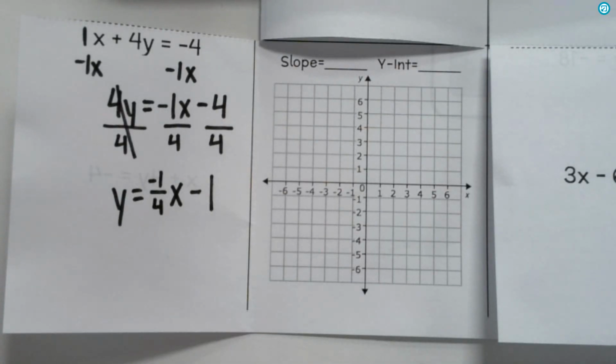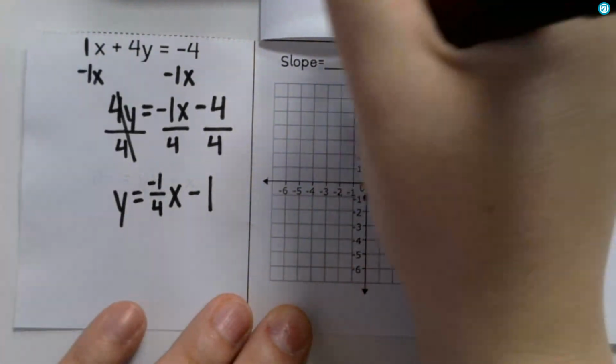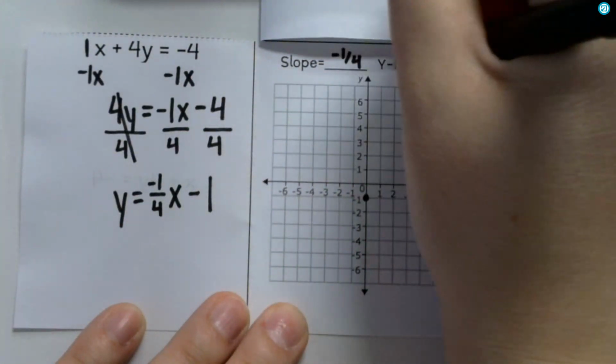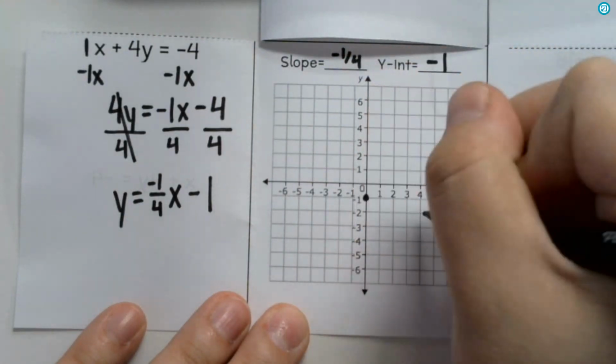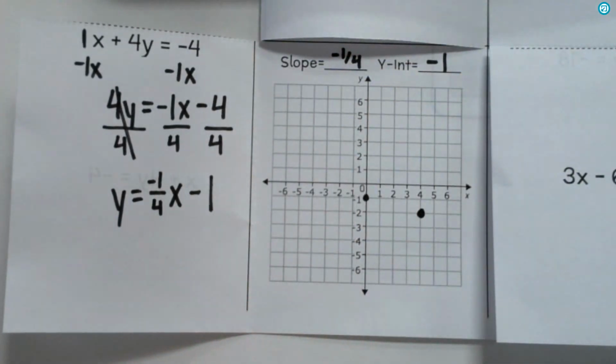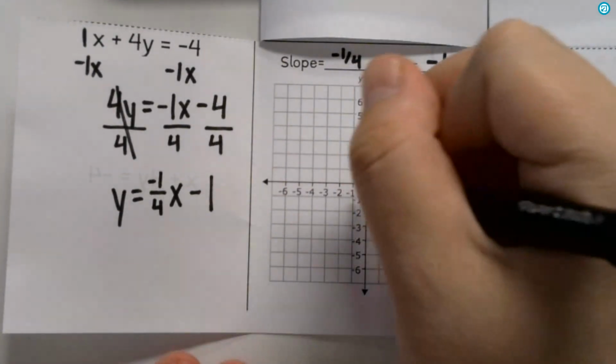So on our graph, we'll go to negative 1. Oh, sorry, I should probably write down my slope here. Negative 1/4, negative 1. So we'll go to negative 1, and then my slope is negative 1/4, so I go down 1, right 4. And then to get another point there, I can also go up 1, left 4.